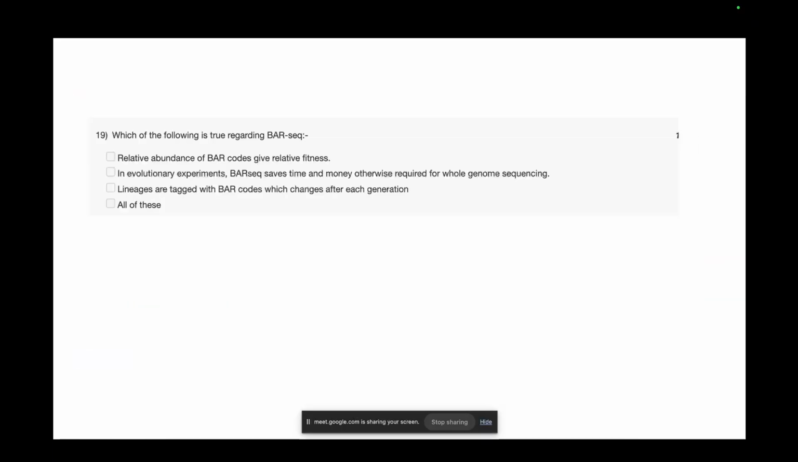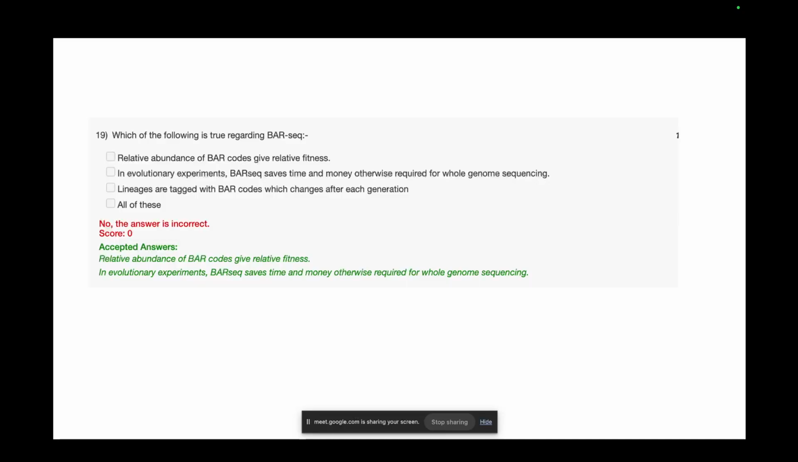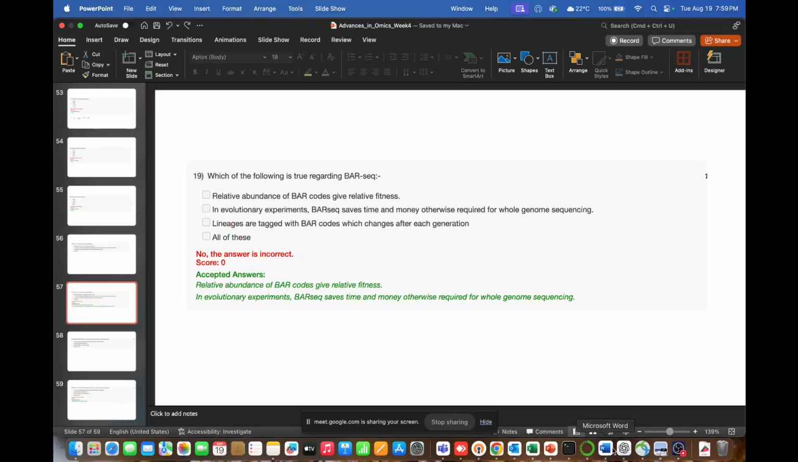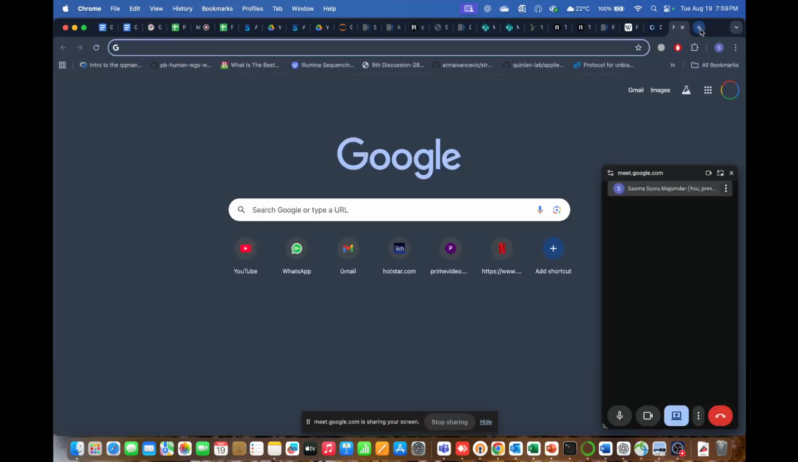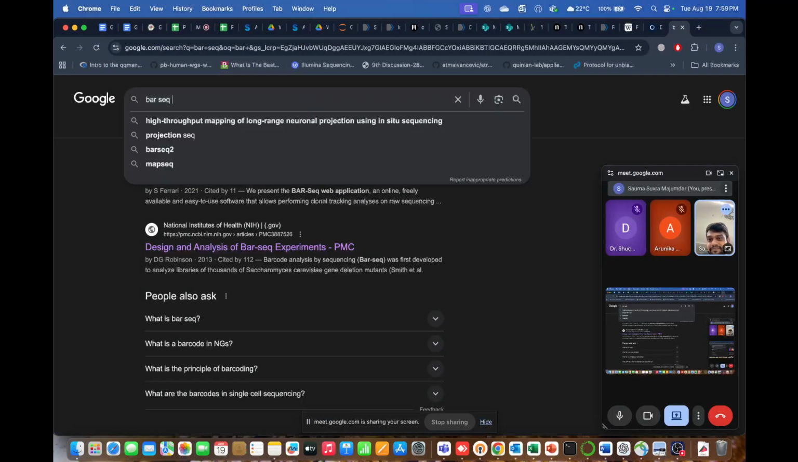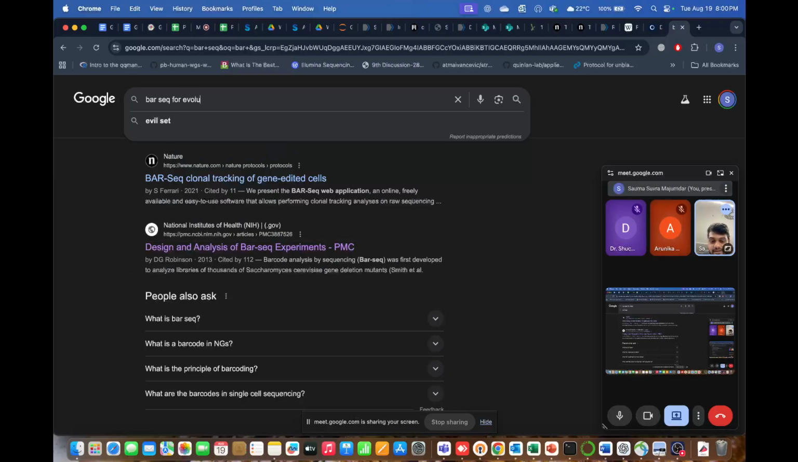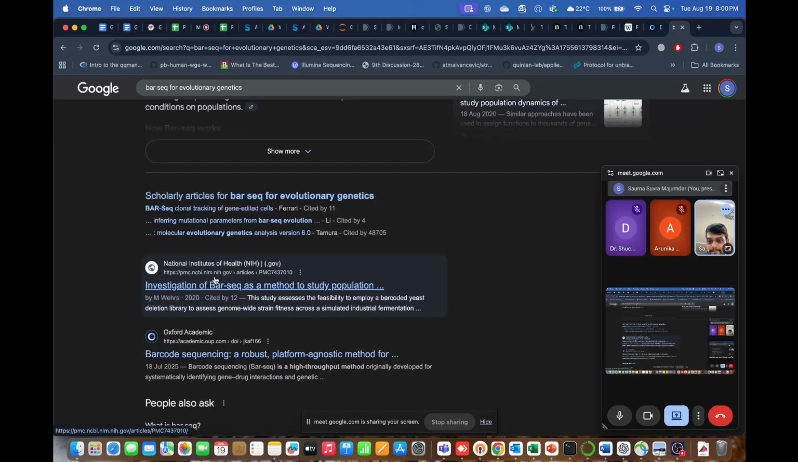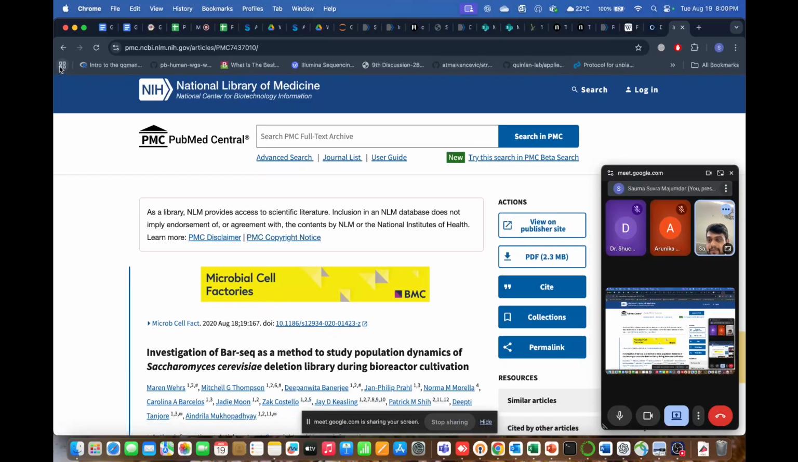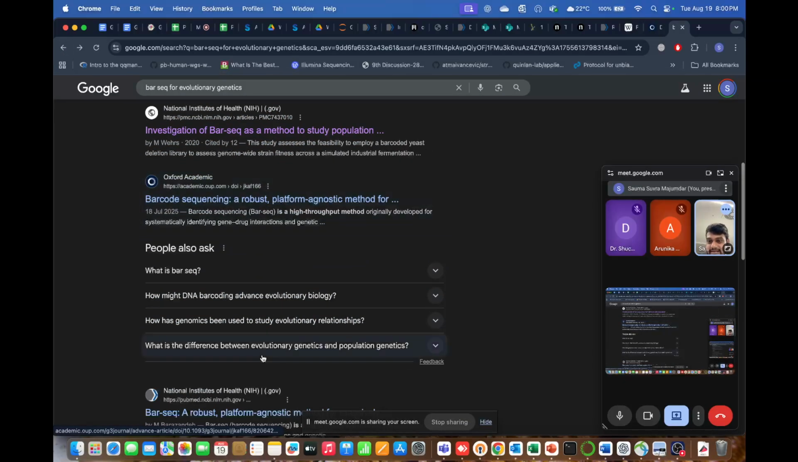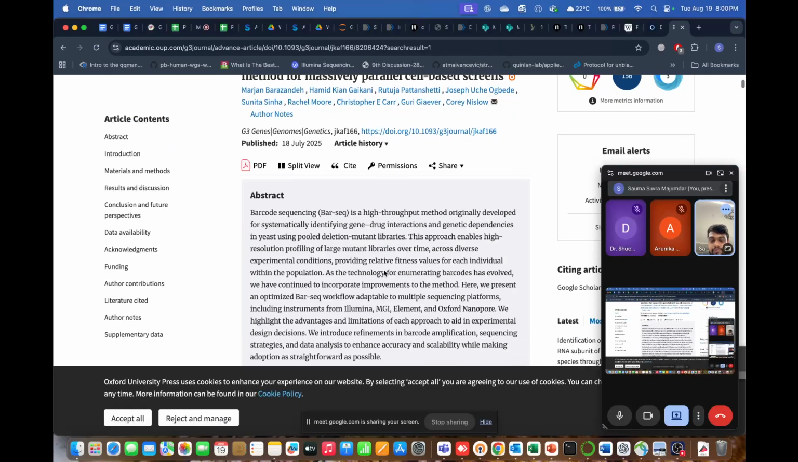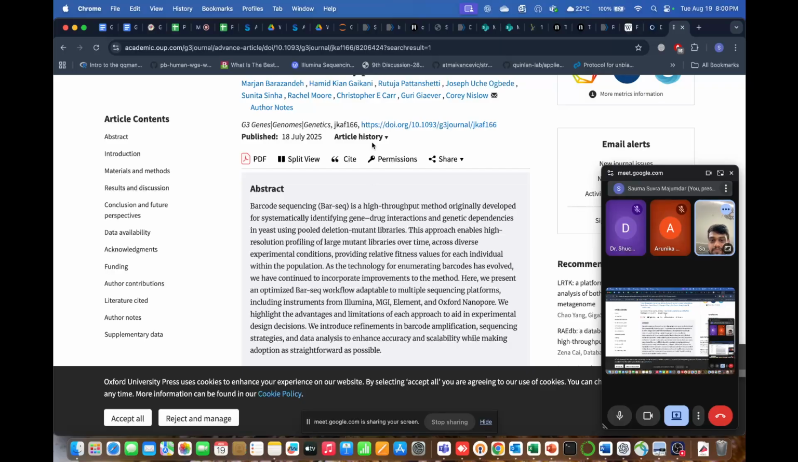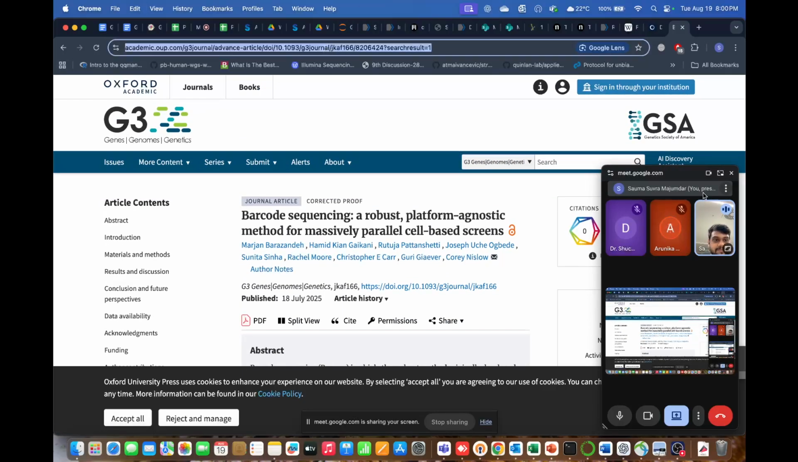Yeah. So I'll not take time on these. So bar-seq is basically, I also am not very familiar with bar-seq, so I'll not dwell on this. Found a paper, I think. I think they studied. I think we can take a look at this particular paper.